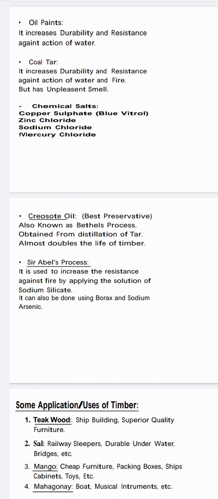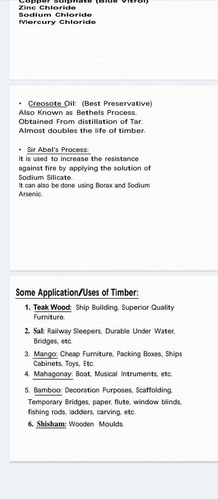Some applications and uses of timber. Teak wood: shipbuilding, superior quality furniture, shawls, railway sleepers, durable underwater bridges, etc. Mango: cheap furniture, packing boxes, ships, cabinets, toys, etc. Mahogany: boards, musical instruments, etc. Bamboo: decoration purposes, scaffolding, temporary bridges, paper pulp, window blinds, fishing rods, ladders, carving, etc.